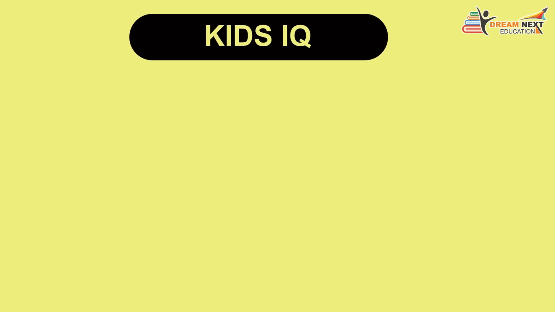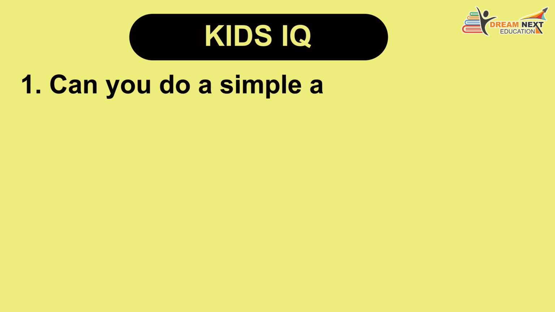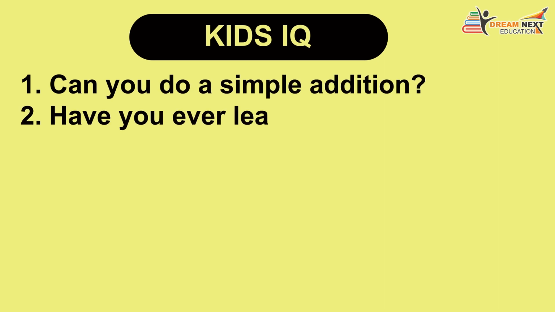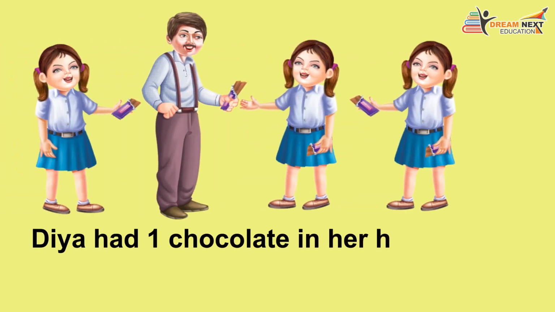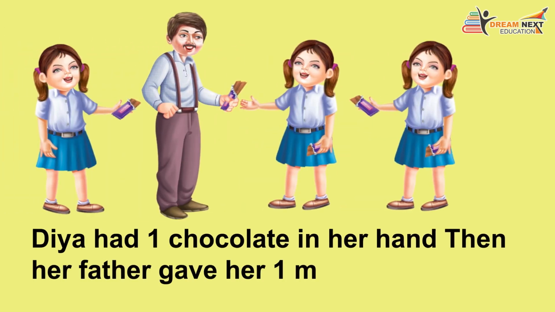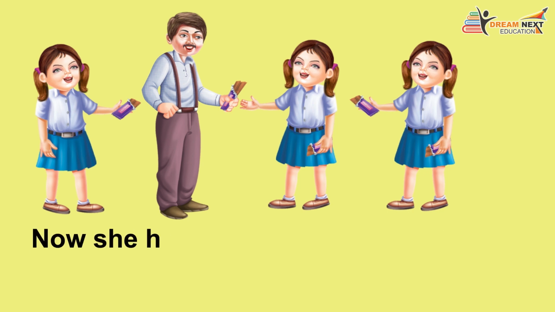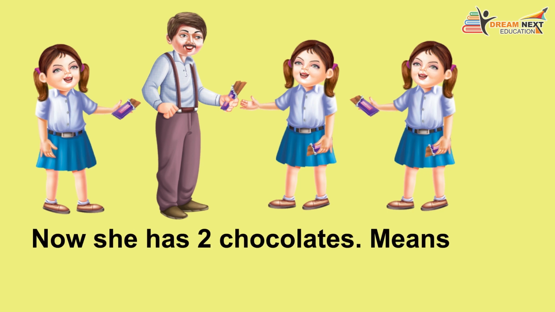Kids IQ. 1. Can you do a simple addition? 2. Have you ever learned an addition poem? Dia had one chocolate in her hand. Then her father gave her one more chocolate. Now she has 2 chocolates. Means 1 plus 1 is equal to 2.